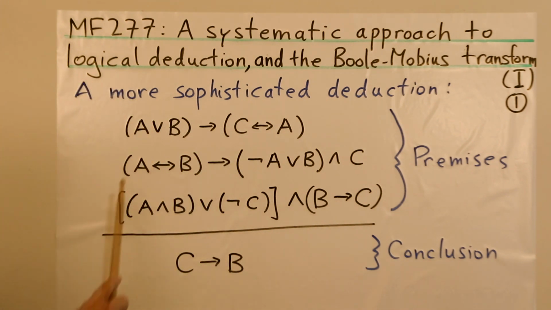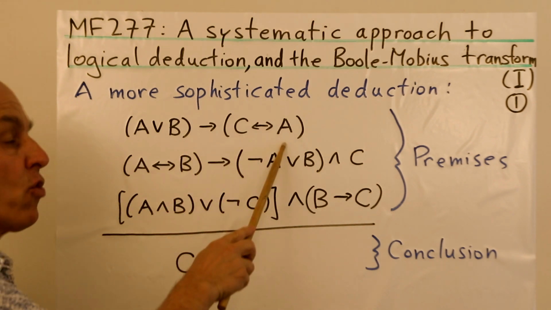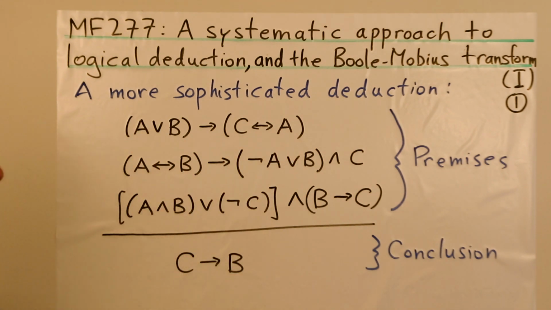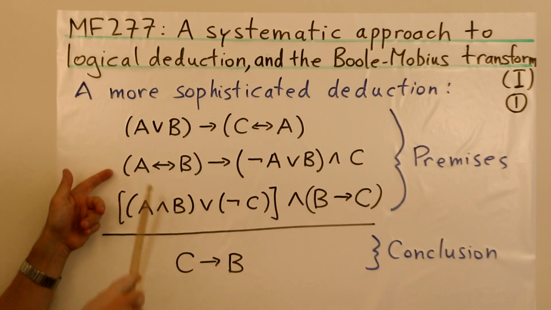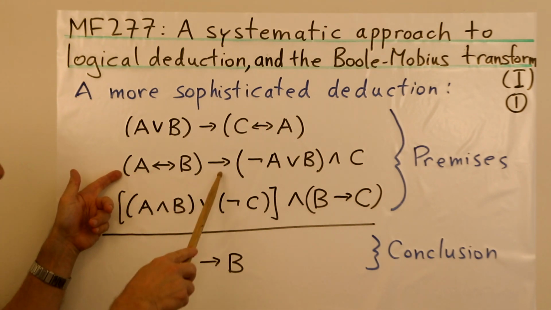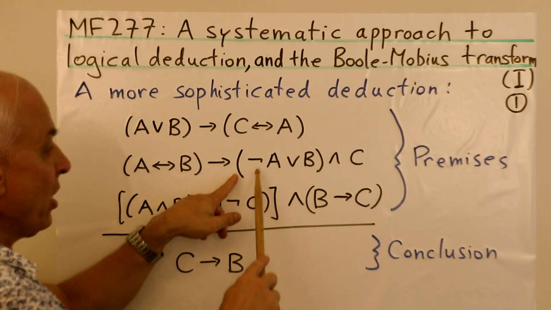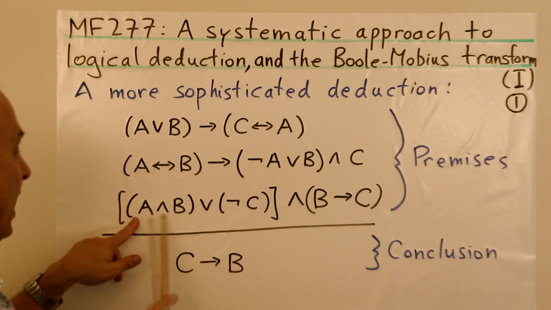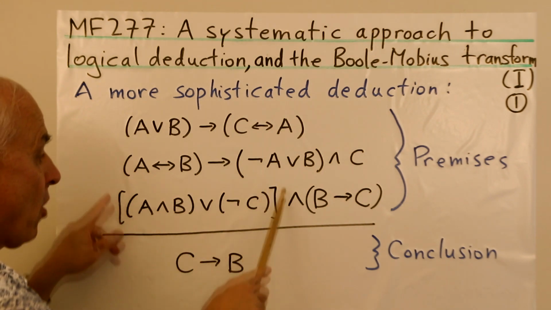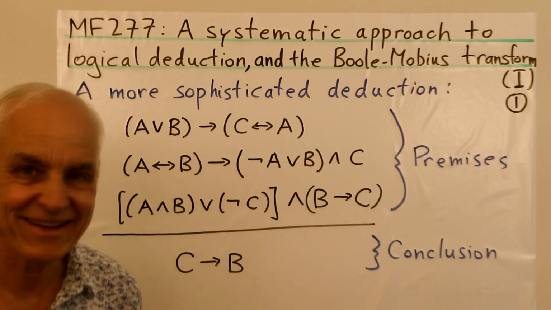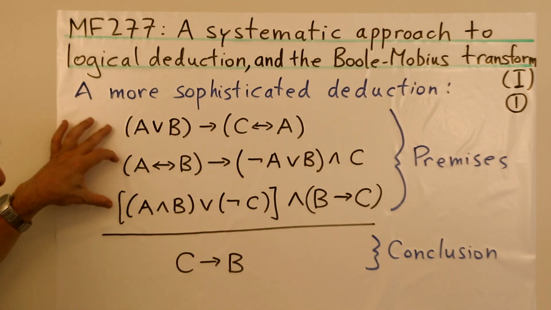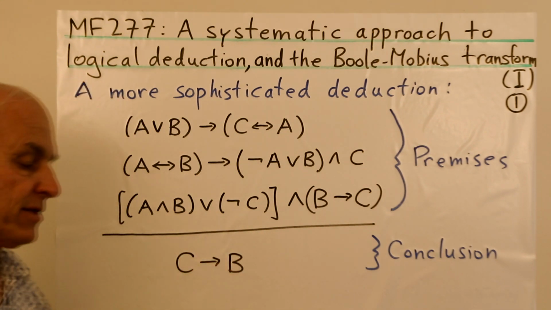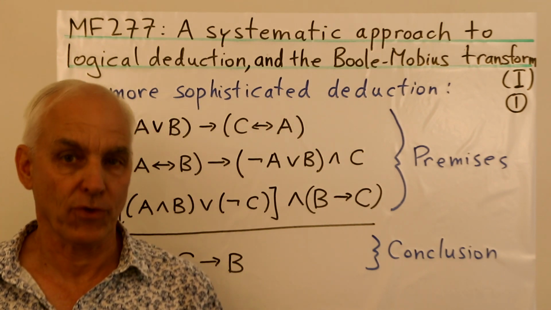First one here is A or B implies C is equivalent to A. Okay, that's a legitimate logical operator, equivalence. Here's another one, involves A equivalent to B, implies this combination, not A or B and C. And the third premise, A and B or not C, all of that, and B implies C. Okay, so those are the 3 premises, and if we assume each one of these is true, then we're trying to conclude that C implies B is also true.